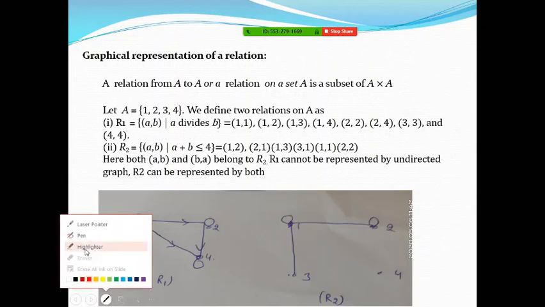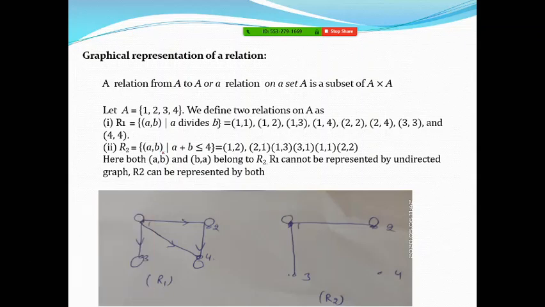Now in R2, I have defined another relation, which is a plus b less than or equal to 4. So we are starting from 1. So (1,1) is less than or equal to 4. Then 1 plus 2, 1 plus 3, so all these members are there: (1,1), (1,2), (1,3). Then starting from 2, it is (2,1) that is there. Then (3,1) is there. So these are the members of this relation R2.